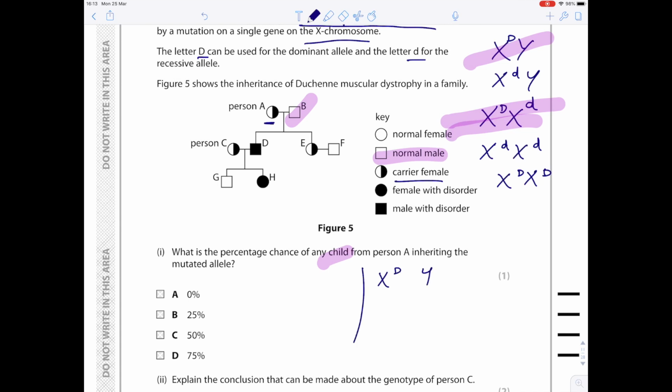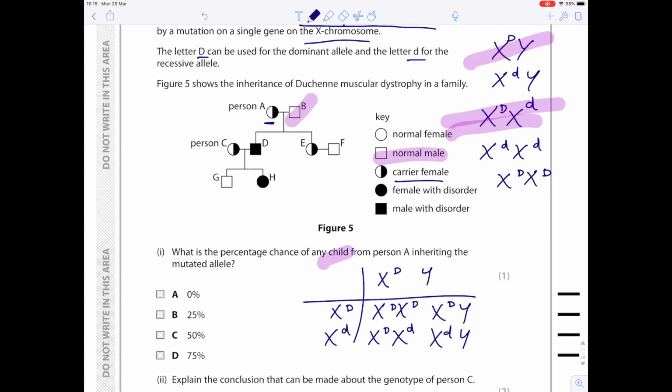So there's the unaffected male being crossed with the carrier female, which means she has one big D, one small d. Do the cross, so that's a female offspring, so female child without the disease. This is a male offspring child without the disease. This is a female child that's a carrier that doesn't actually have the disease. And lastly, this is a male child that has the disease.